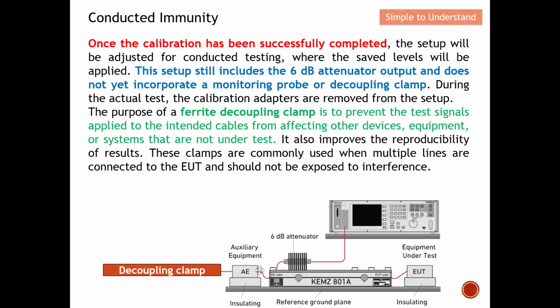So therefore, most of the time we clamp this decoupling clamp. Basically, imagine that because there's no more space, I can put this decoupling clamp over here. So it will remove most of the noise before it reaches the auxiliary equipment. Okay, so it also improves the reproducibility of the result. These clamps are commonly used when multiple lines are connected to the EUT and should not be exposed to interference. So basically this is what it means. The decoupling clamp is supposed to be here, so it stops all the signal before it reaches the auxiliary equipment.